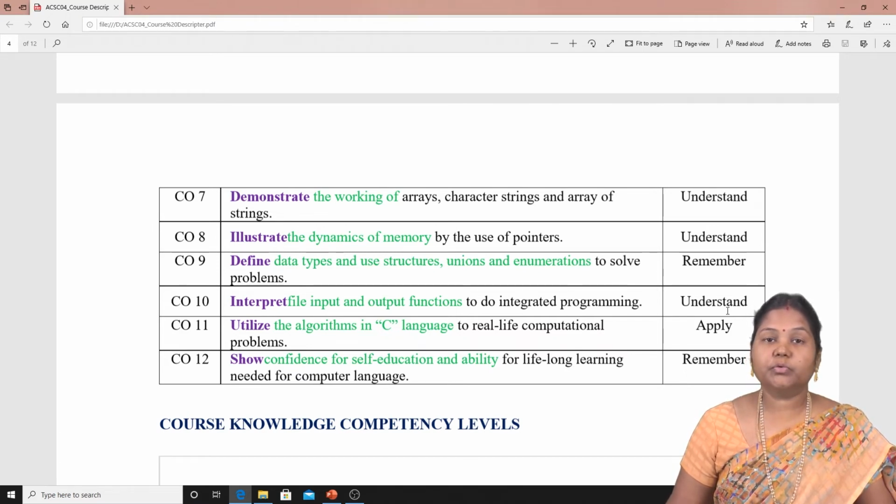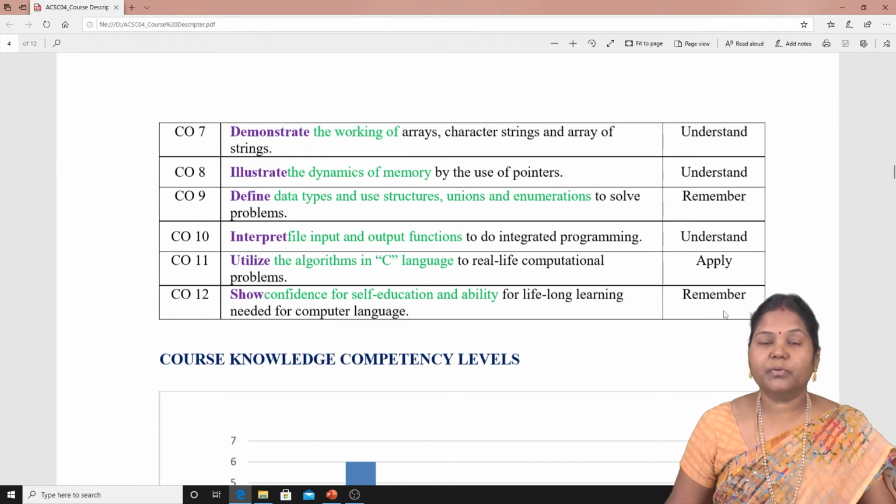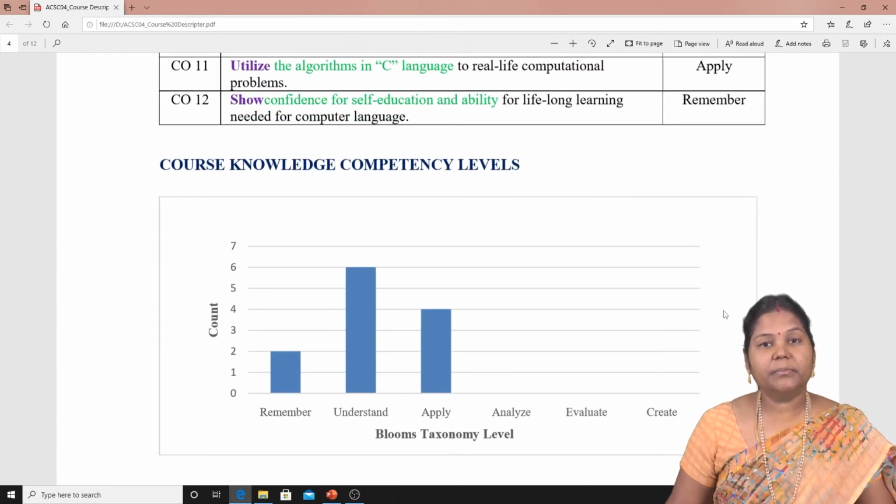And students should show their confidence for self-education and the ability for lifelong learning, which is required for the computer languages. For their career, they must understand the importance of programming languages through this course. And if you see the competency level at the end of the course, you will find that most of the levels are either understand or apply.